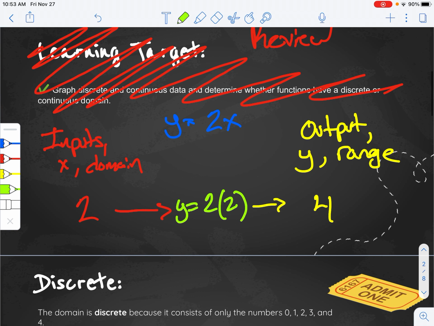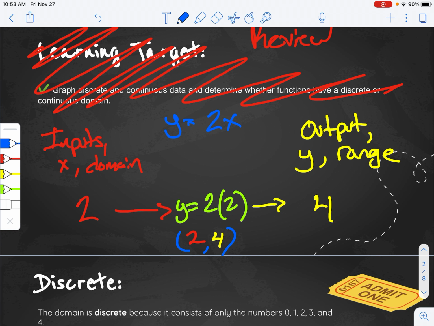Now if we put our input and our output together, something that you guys are familiar with is it creates an ordered pair. Maybe I should write it like this. It creates an ordered pair.